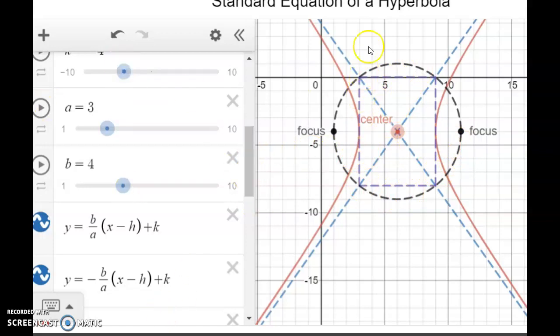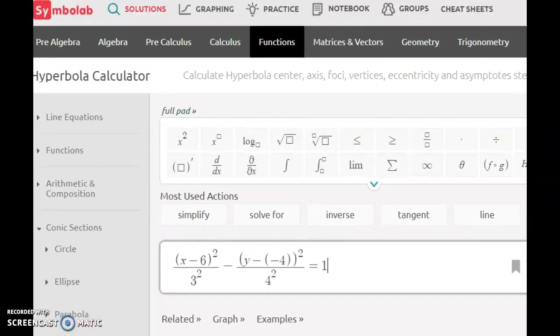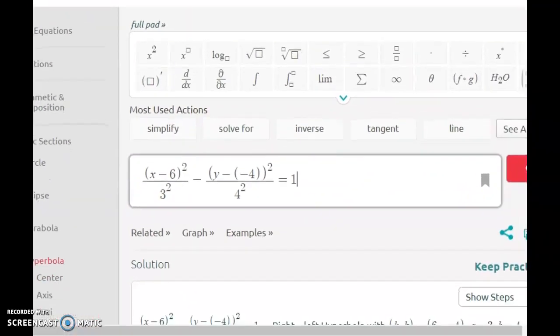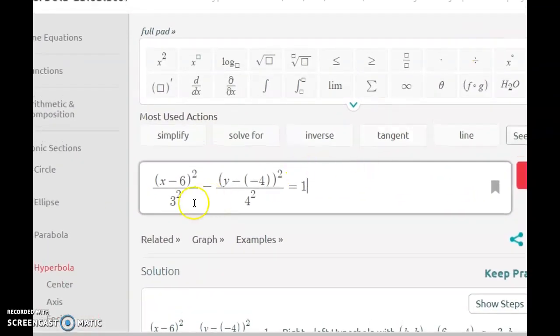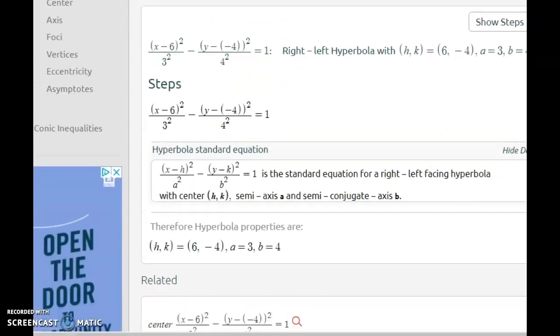Now, Symbolab is also pretty slick, and this one here is already prepared. All I had to do was Google Symbolab hyperbola, and I came up with this one here. You see I already plugged it in to my liking. I can easily see that the center is 6 and -4, and that these two box sides are ±3 and ±4 in the horizontal and the vertical. And when I click go, then it's calculating this one here.